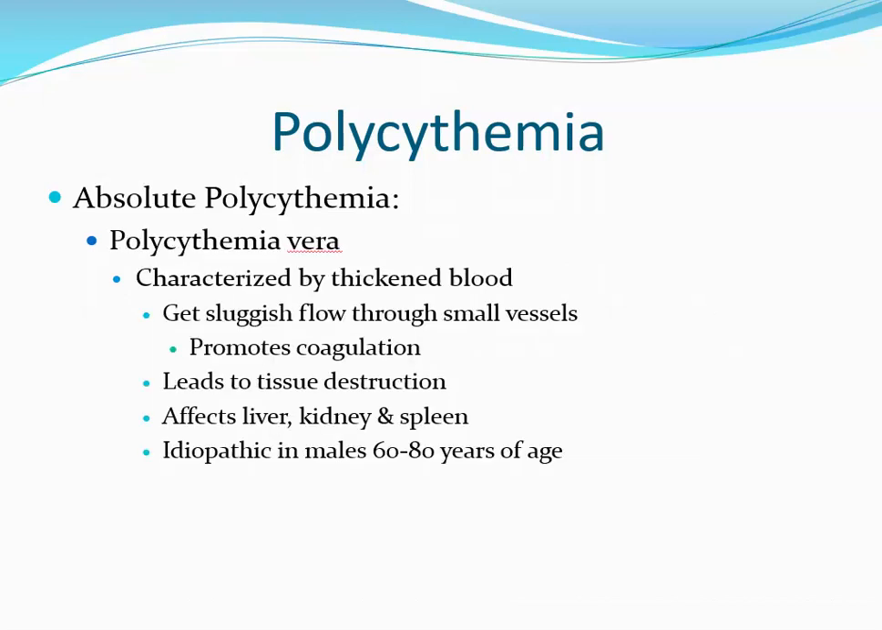And the third absolute form is polycythemia vera. This is characterized by thickened blood. Now you get this sluggish flow through the small blood vessels, and this promotes coagulation. This can quickly lead to tissue destruction and tends to have the greatest effect on the liver, the kidneys, and the spleen. This form is an idiopathic disease that is more commonly seen in males between the ages of 60 and 80.